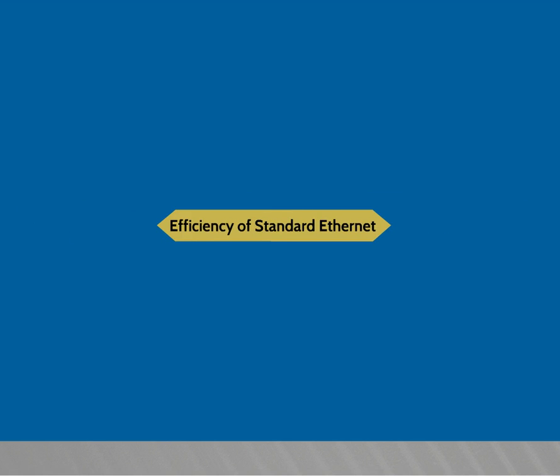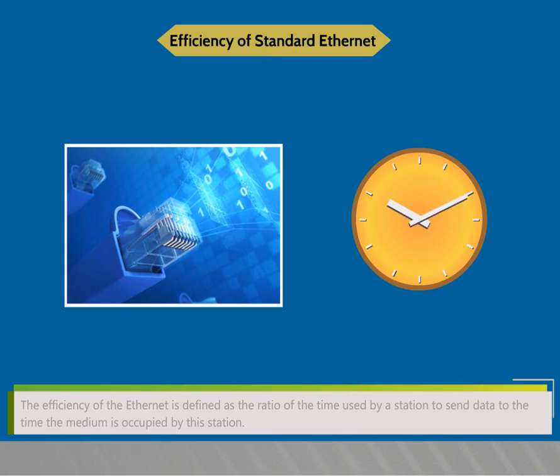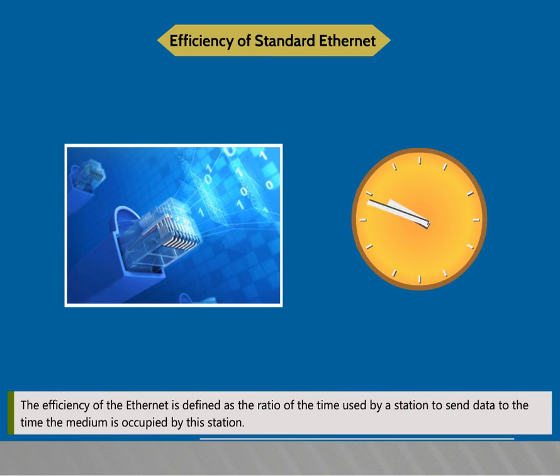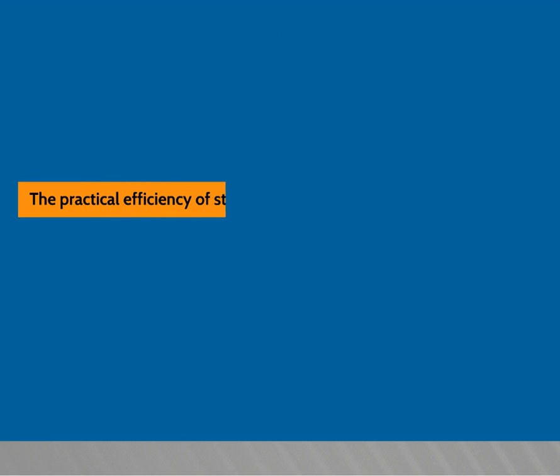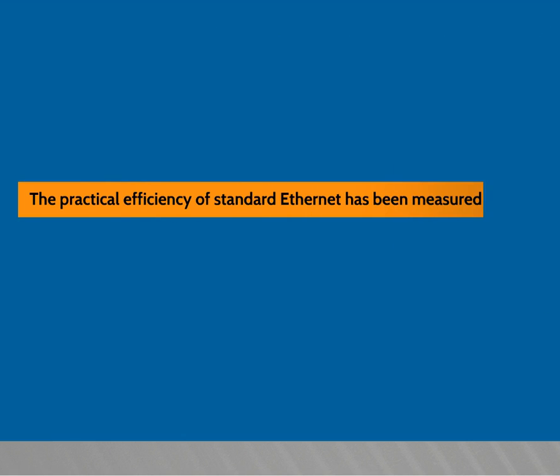Efficiency of standard Ethernet. The efficiency of the Ethernet is defined as the ratio of the time used by a station to send the data to the time the medium is occupied by this station. The practical efficiency of standard Ethernet has been measured to be: efficiency = 1 / (1 + 6.4 × a).